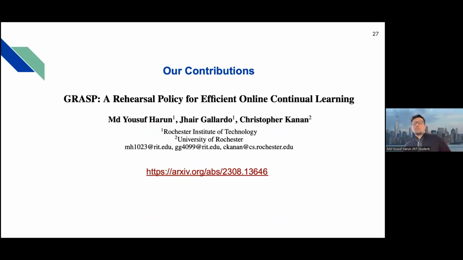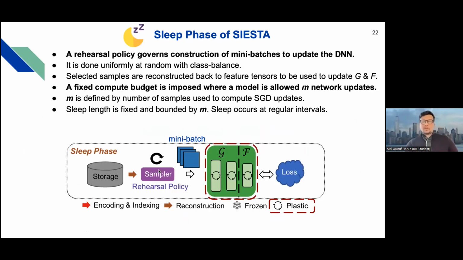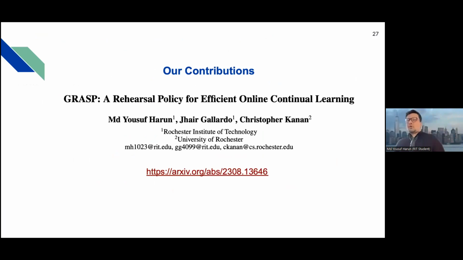I'll next talk about another paper that we have worked on. As you remember, for Siesta, we did not apply any principled rehearsal policy for how to sample a mini batch that improves learning, because previously we found that only uniform random sampling is good enough, and other principled rehearsal policies did not work efficiently. So the motivation behind this project is to find a smart selection policy to achieve higher computational efficiency.